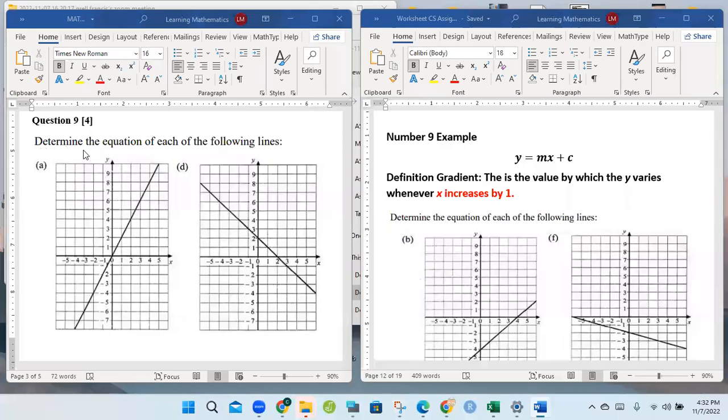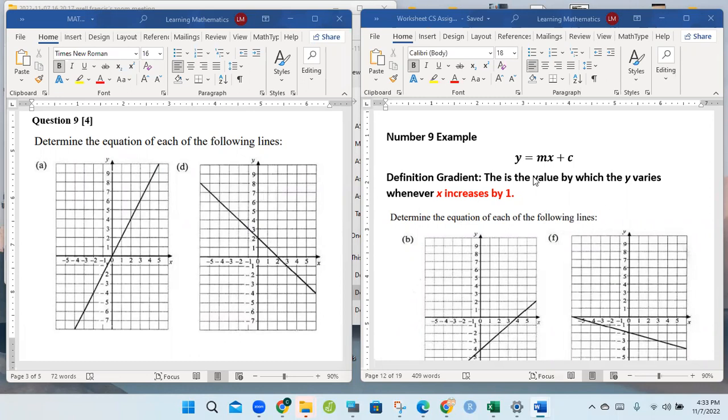Number 9 says determine the equation of each of the following lines. These are straight lines, so their equation will look like y is equal to mx plus c. M is the gradient, which is the number in front of the x, and c is the y-intercept. C is very easy. C is where the line touches the y-axis. Wherever the line touches the y-axis, that is c.